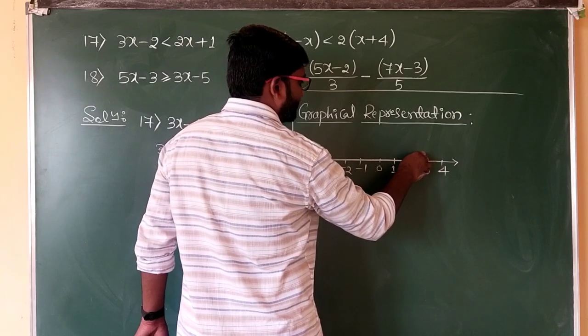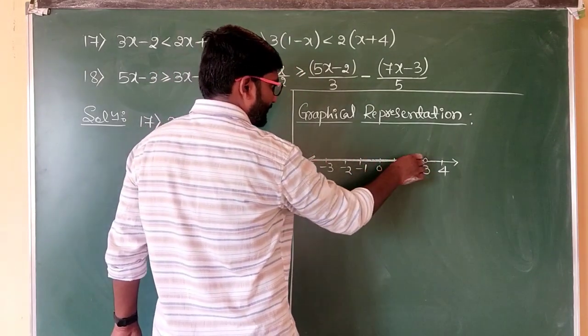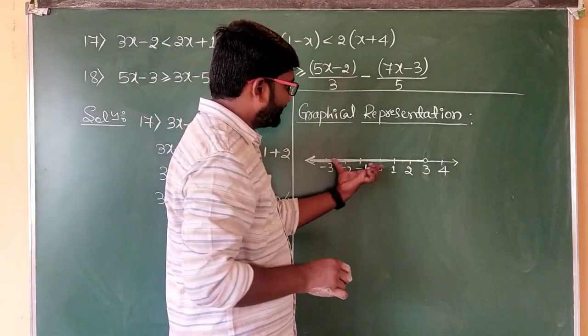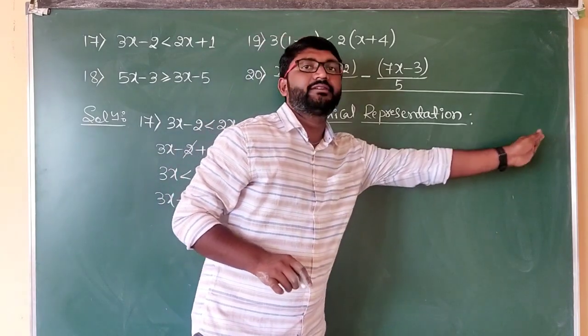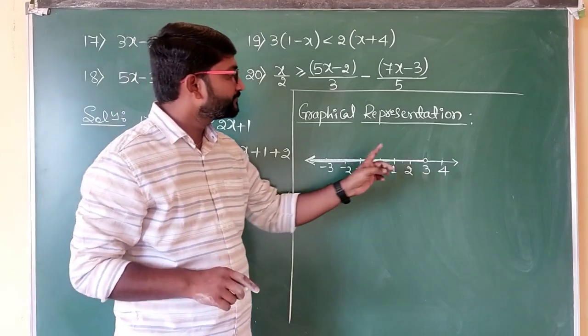We have to represent this with a thick line. So there must be a difference between this line and this portion. It has to be a thin line and this has to be a thick line, because x must be less than 3.